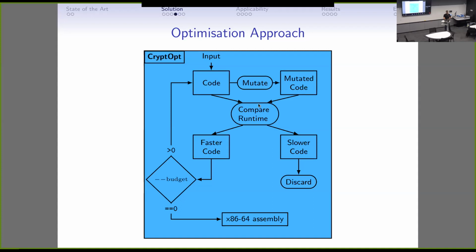Please note that this is a data flow graph and not a control flow graph. So the data flows through the code. We compare the runtime, and we just take the faster code and put it back into our input as the code.